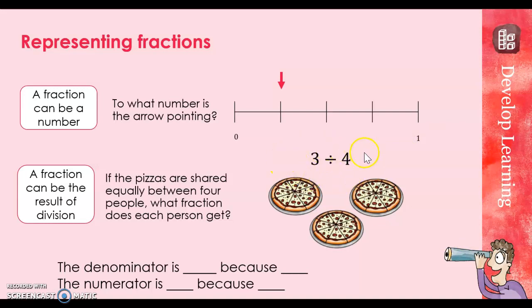So when we have a fraction like this, where we are dividing a number by a greater number, we can represent it as a fraction where the number that we are dividing, in this case 3 pizzas, is the numerator, and the denominator is the divisor, the number we are dividing by.